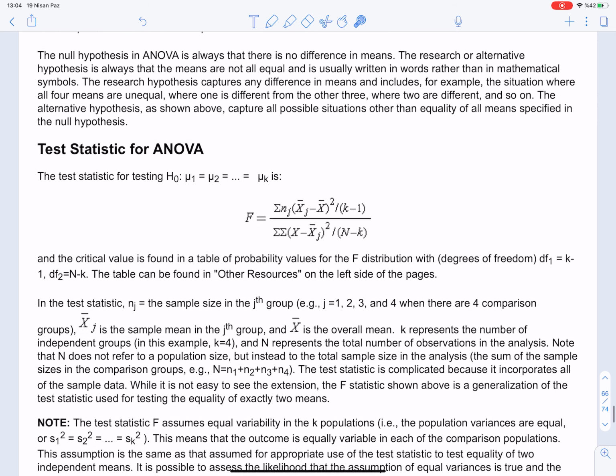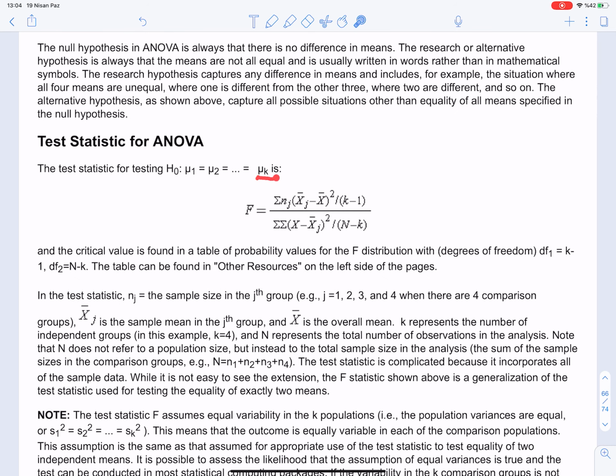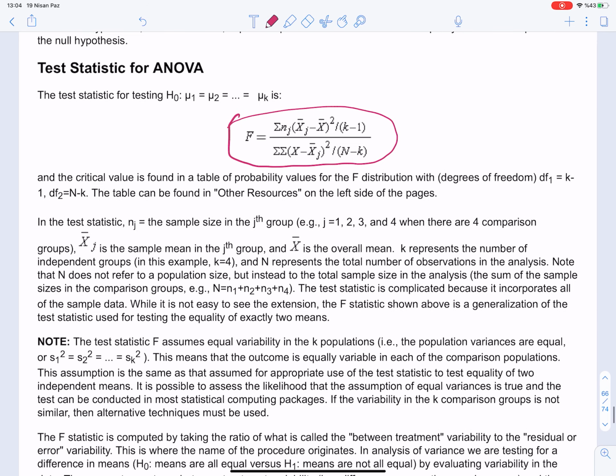Okay, the test. Let's say you have K groups. In the previous week, in place of K, we had T. So K is okay for this lecture. Just consider K is the number of groups, and that's the F statistic you use within the ANOVA table. And this is the F statistic within the ANOVA table.